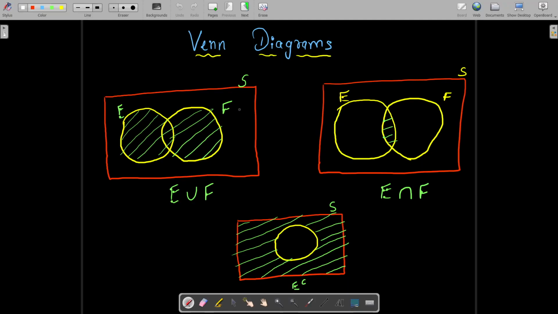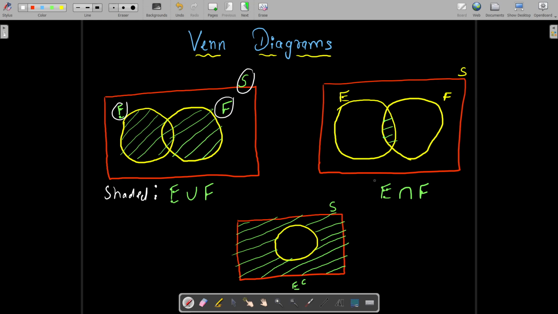Okay, so let's continue with the basics of probability again. Here we'll see the Venn diagrams. In the last lecture, we saw the operations, like union. Here you can see that the shaded area is the union of two events. Let's say we have two events E and F, and S is our sample space. This shaded area in green is the union of these two events.